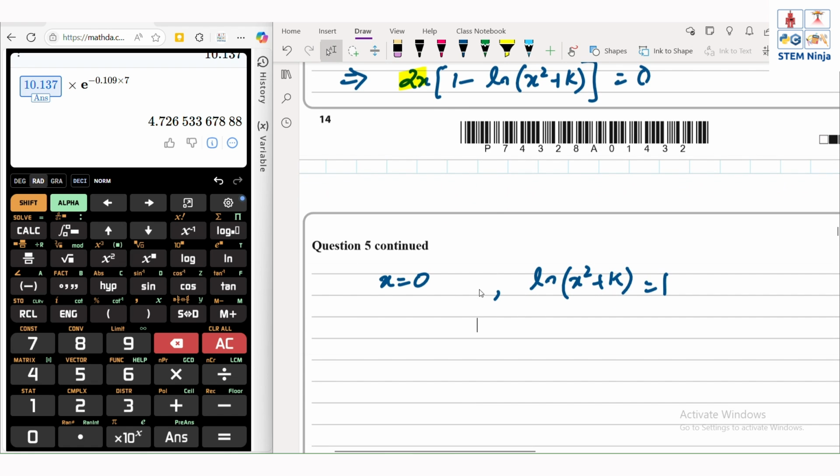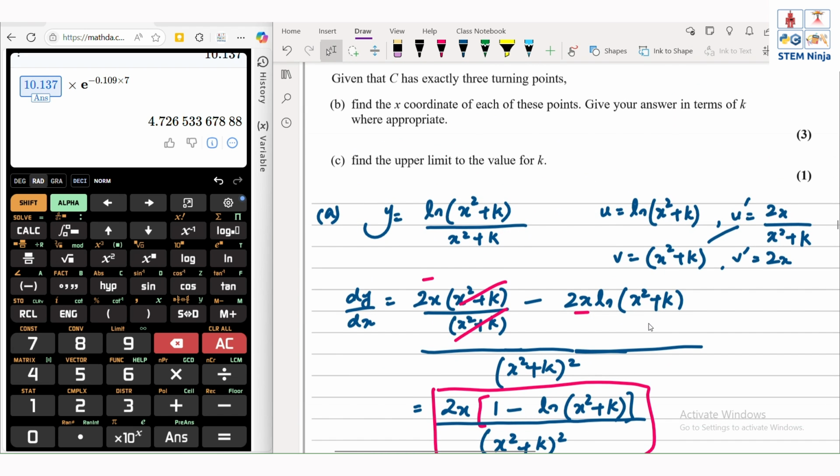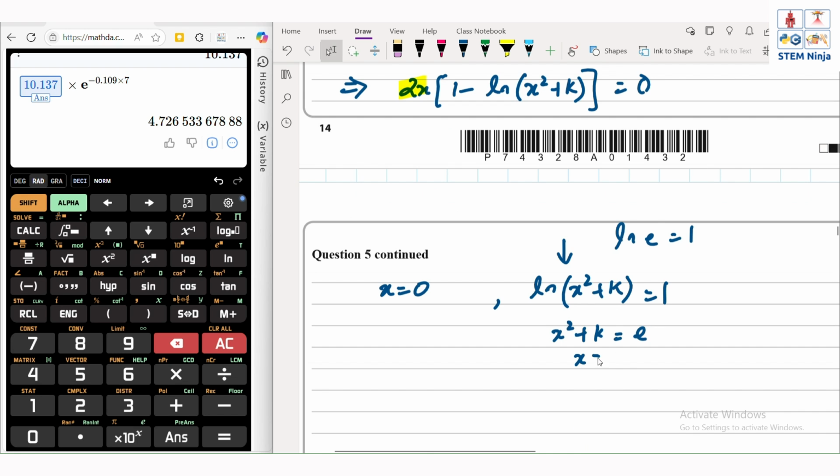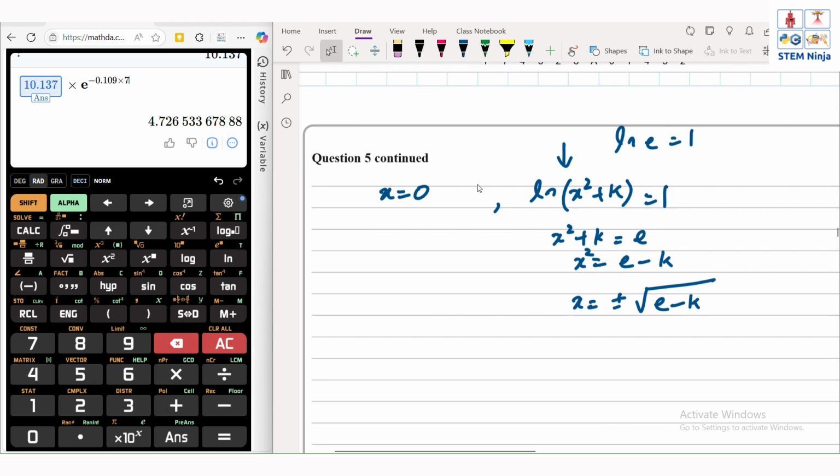So this condition is only met when you have ln e. So ln e is 1 basically. So that means x squared plus k is e, and x we are trying to find out, right? So x squared is e minus k, sorry, and x would be plus or minus square root of e minus k. And have they given us any condition about? Okay, so x equal to 0 is also acceptable. All right.